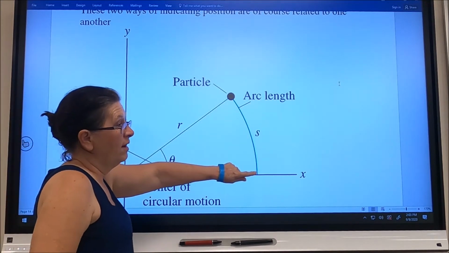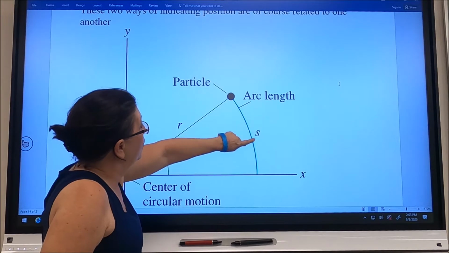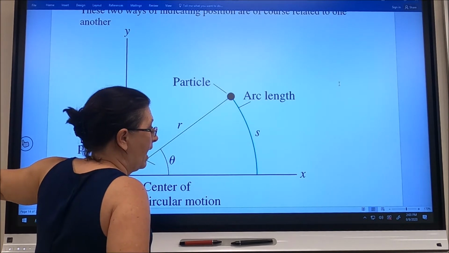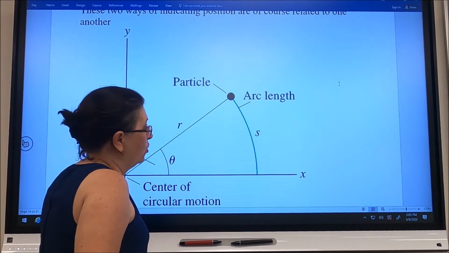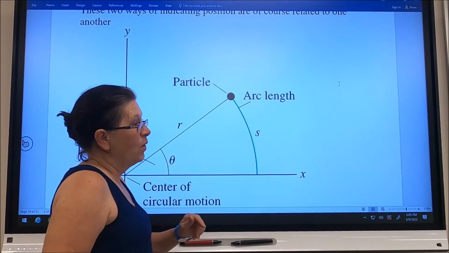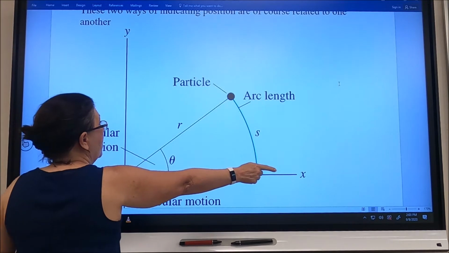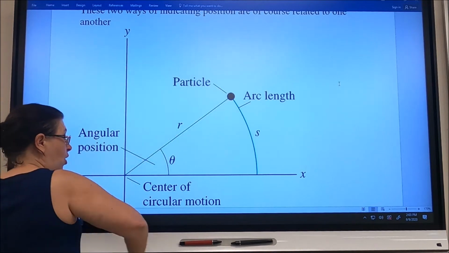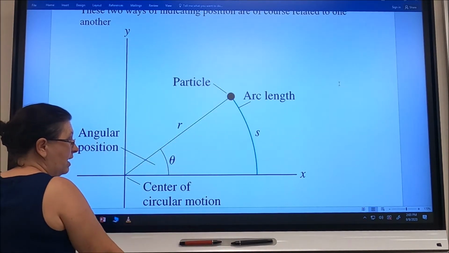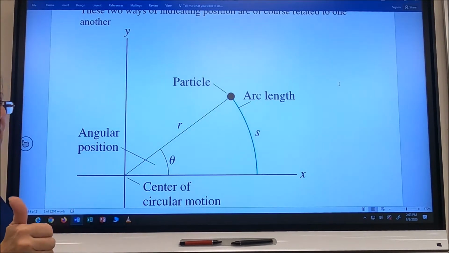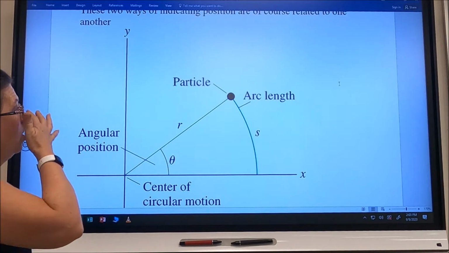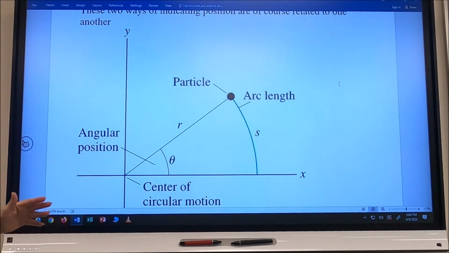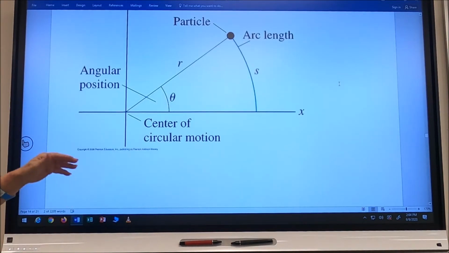Now, in a Cartesian coordinate system, we're used to this being 0, the plus y-axis being 90, the minus x-axis being 180, the minus y-axis being 270, and then sweeping back around to 360 degrees. I want you to remember that the positive direction when we're talking about circular motion is counterclockwise. The negative direction is clockwise. When we get near the end of the semester and we're talking about torque, you'll understand why counterclockwise is positive and clockwise is negative. But for right now, you're just going to have to believe me. Okay, so let's scroll up.